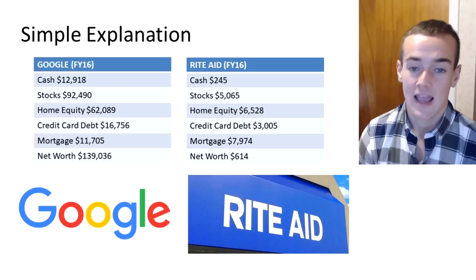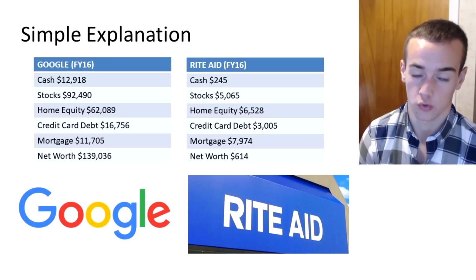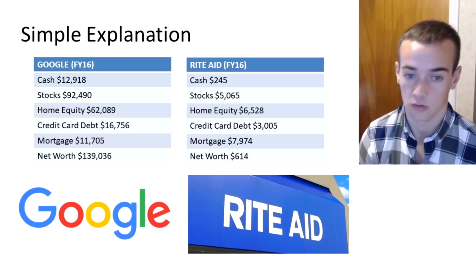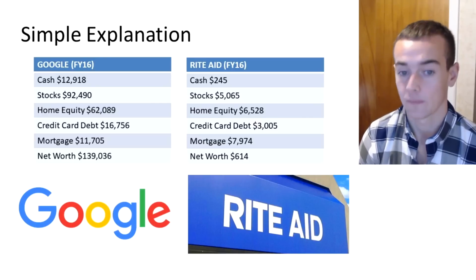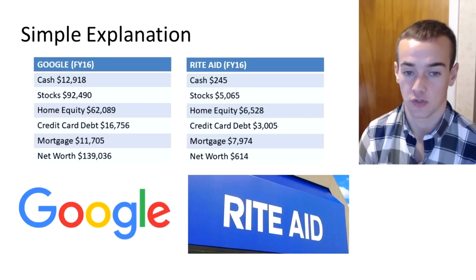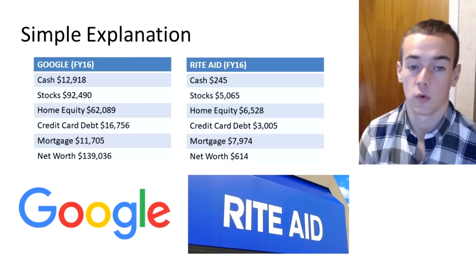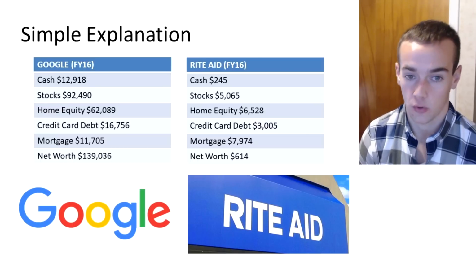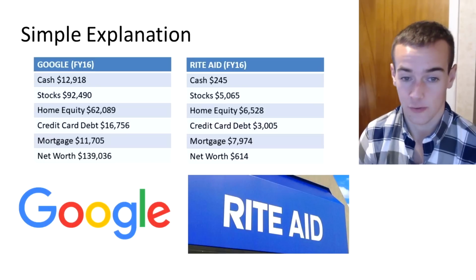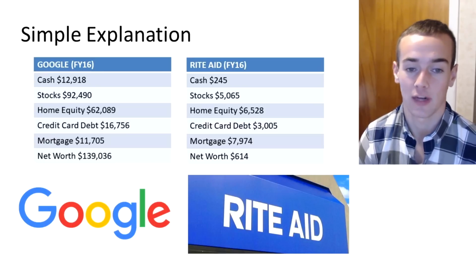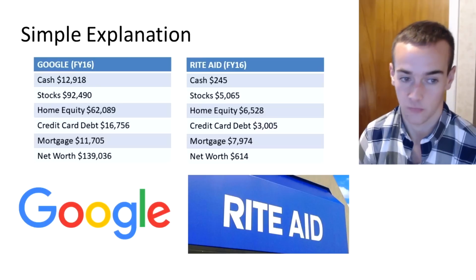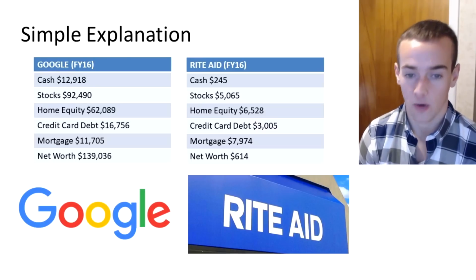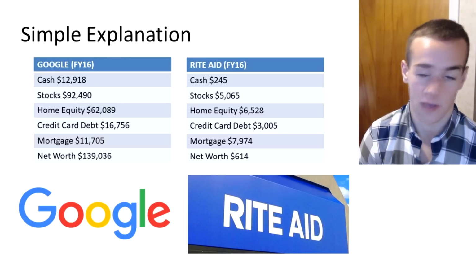So you would need to sell off some of your short-term investments in order to cover your credit card debt. And when you look at your mortgage, or your long-term or non-current liabilities, that's at just under $8,000. So if you combine your cash and your current assets, it will not cover your long-term debt obligations. So once you do all the numbers, if you were Rite Aid, you would have a net worth of $614. Look at the drastic difference between these two balance sheets.